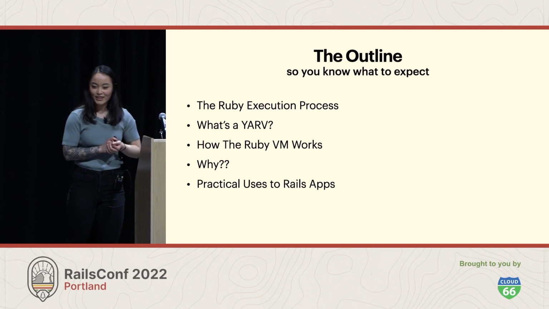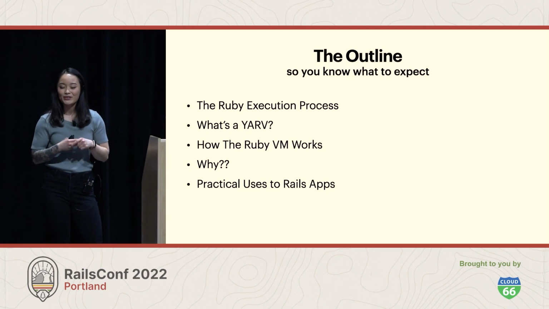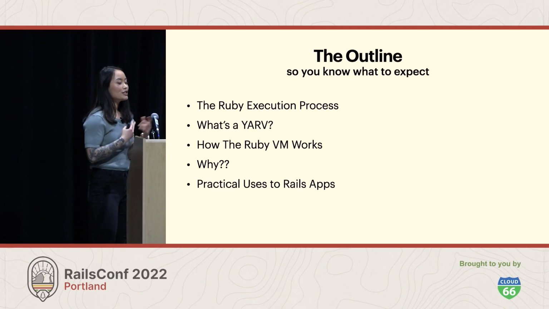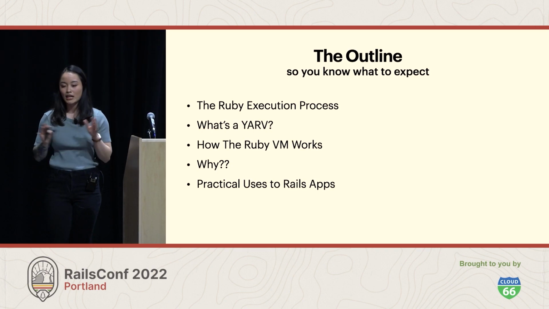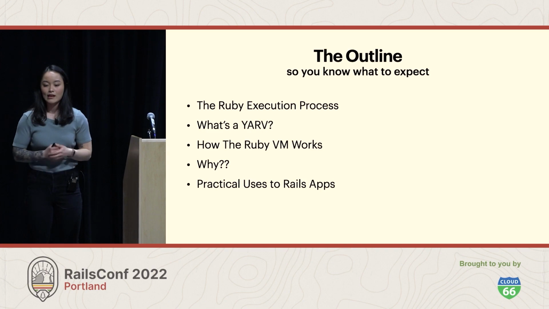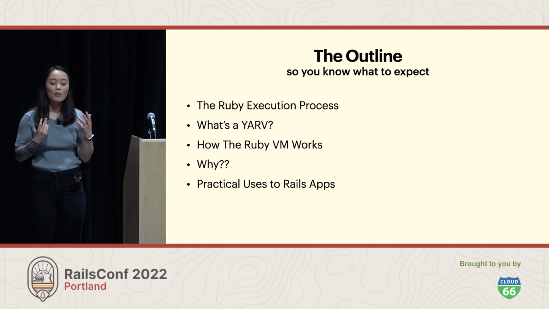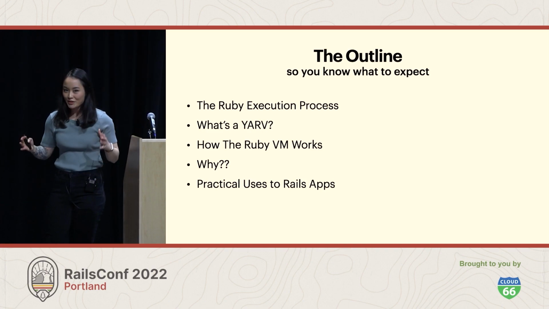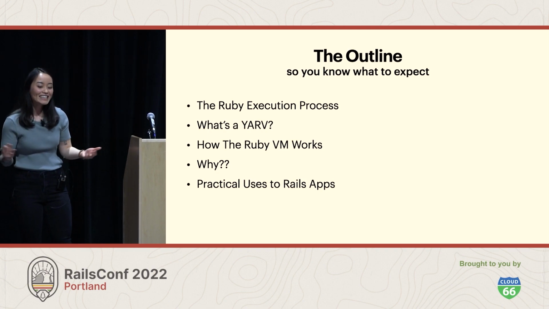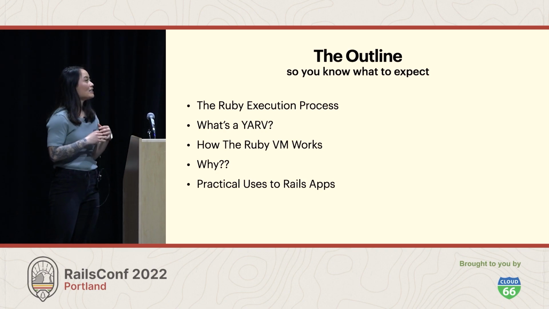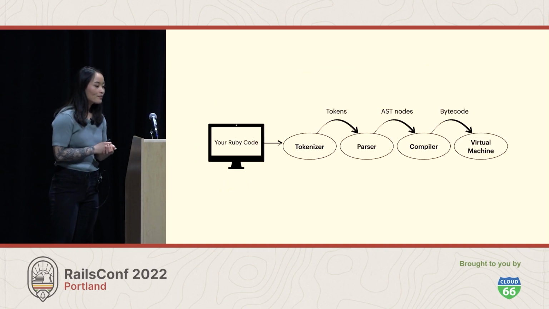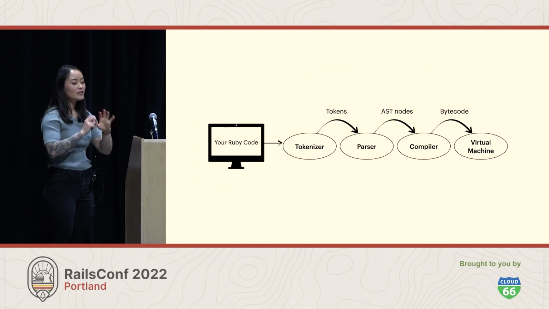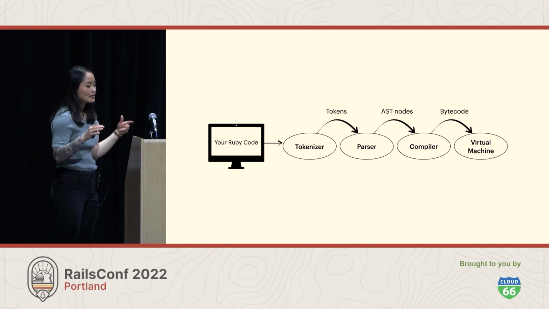This is the outline of the talk, so you know what to expect. First, we're going to go through the Ruby execution process end to end. We'll chat about how Ruby does things and use an example code. We'll talk about what is YARV, how the Ruby VM works, why we care about that, and some practical uses to Rails applications. All right, so this is kind of the overview of the entire process.